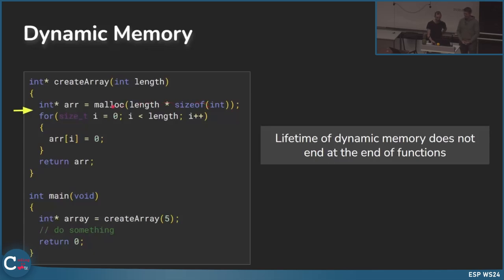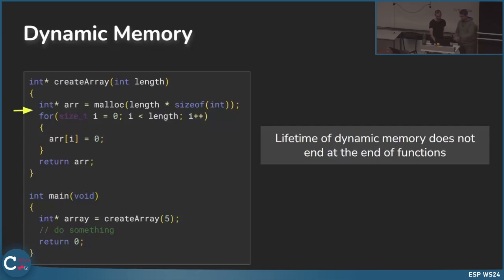But this here just means we are allocating memory on the heap, so dynamic memory, and then we can return it. Why can we return it? Because it does not end at the end of the function. So I can use it here again because the lifetime is different to a stack variable. I can create it here and then use it as long as I want. It's not deleted as soon as the function is over.